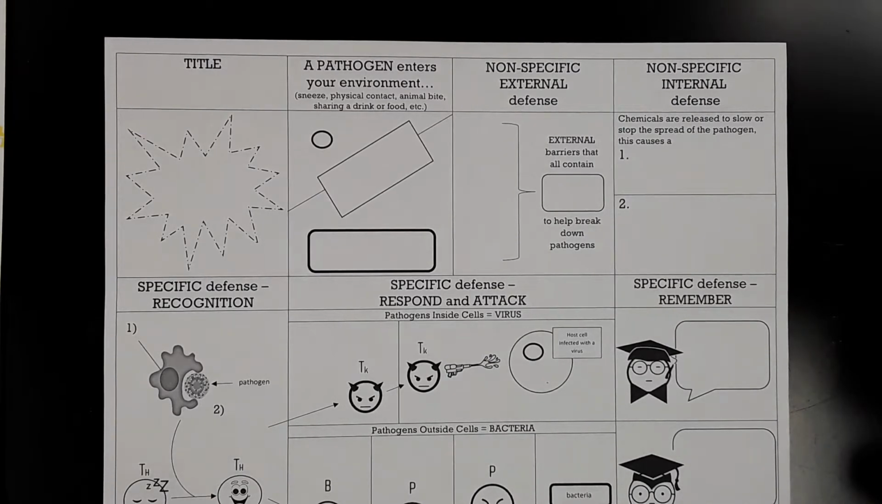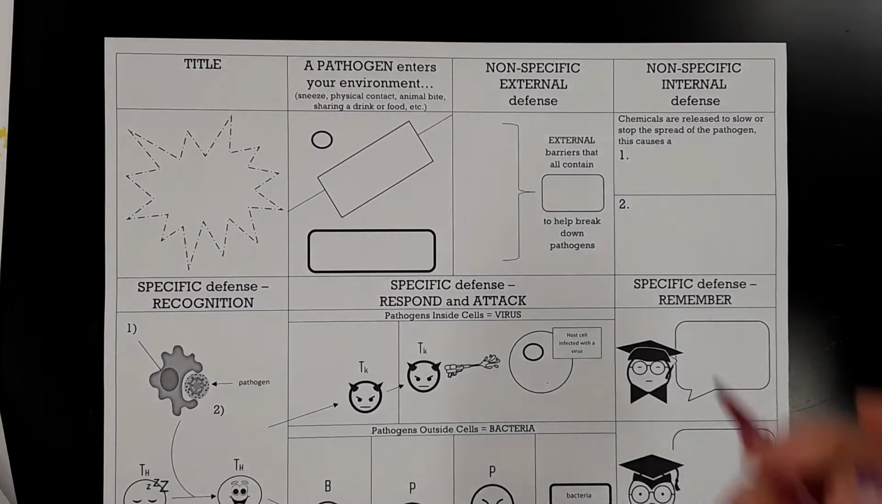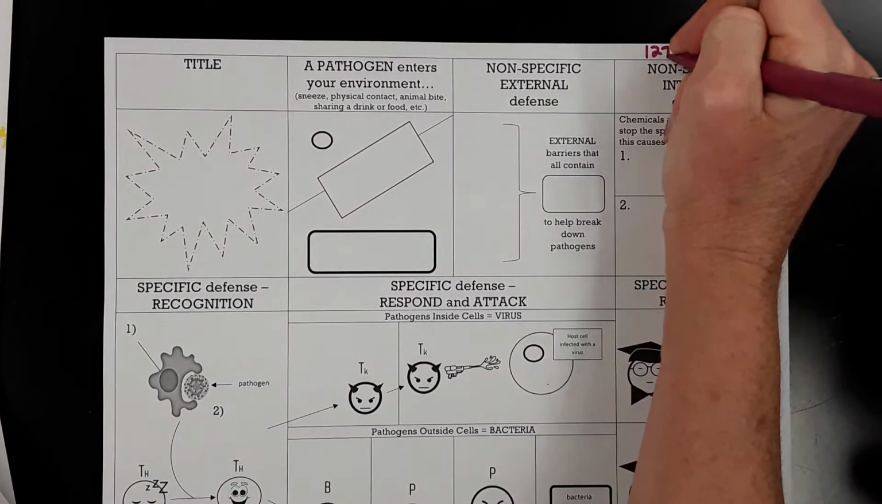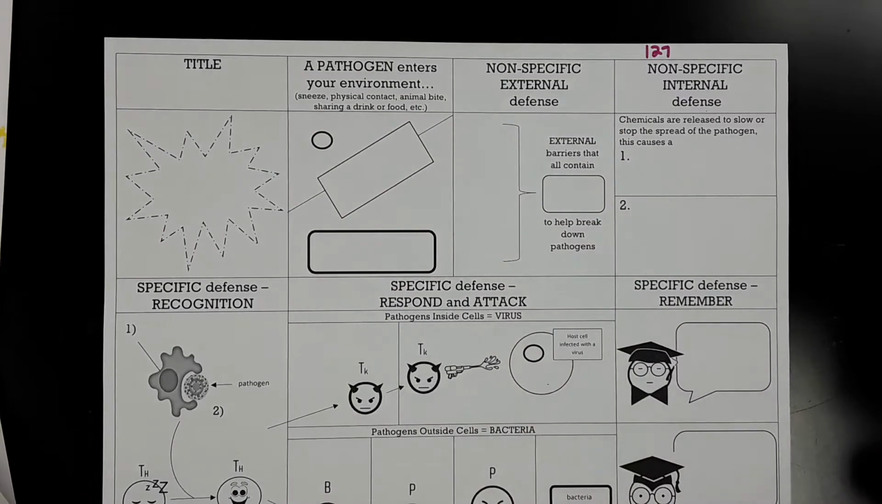With the immune response today, we're looking at how a pathogen enters your environment and how your body's immune system fights off the pathogen. So what we're looking at, and this is going to go in your notebooks on page 127, and we're just going to follow through the story of the immune response. So what exactly is happening in your cells?